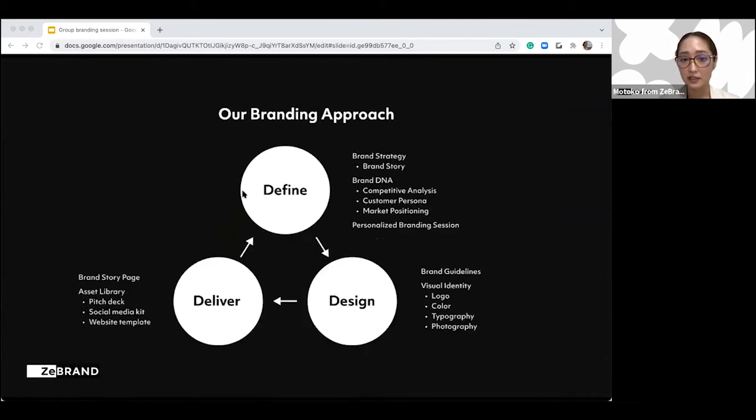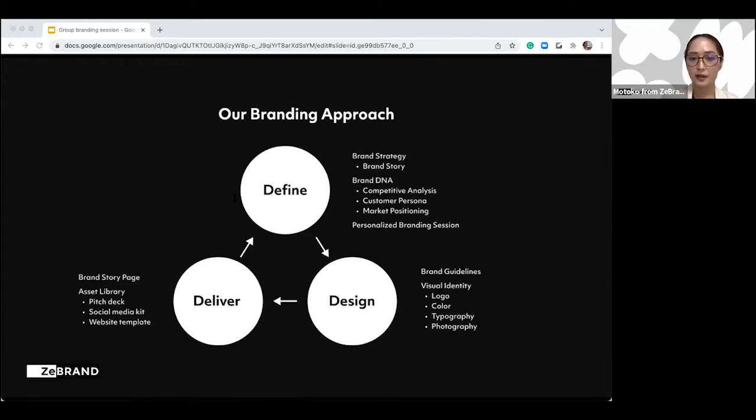So as I mentioned, I'd like to go over a branding approach really quick. If you are familiar with the traditional branding process, you know it could take a long time and can require a large budget. And as our mission is to enable you to brand your way, we want to provide you with the optimal environment for all branding needs. To do this, we've broken down the process to define, design, and deliver.